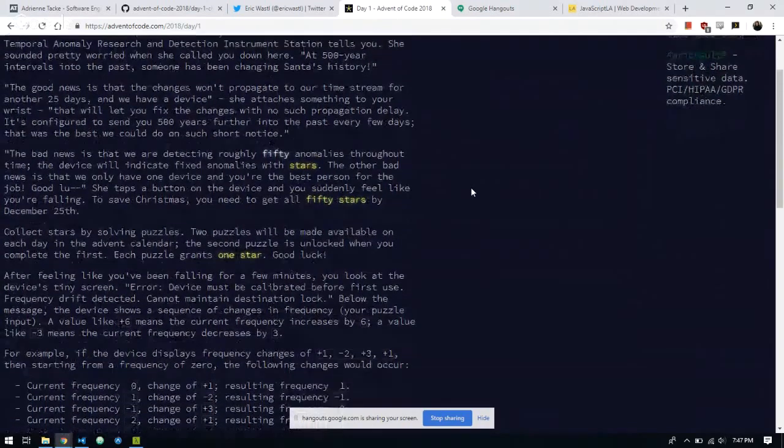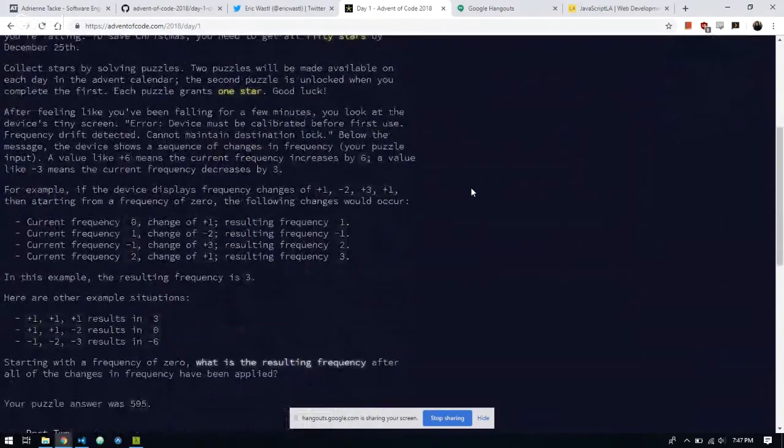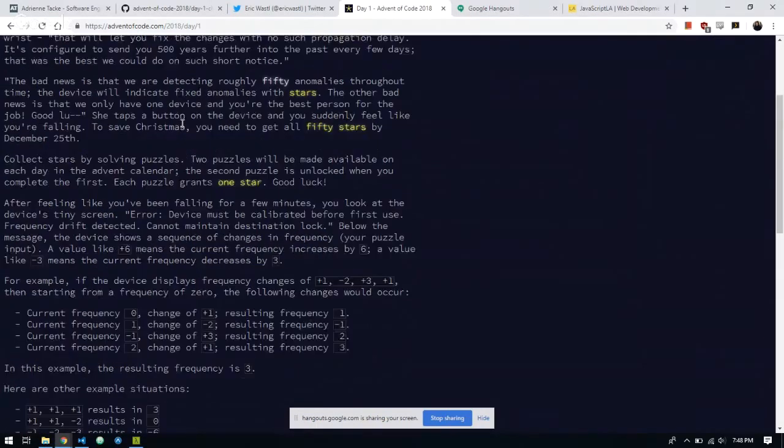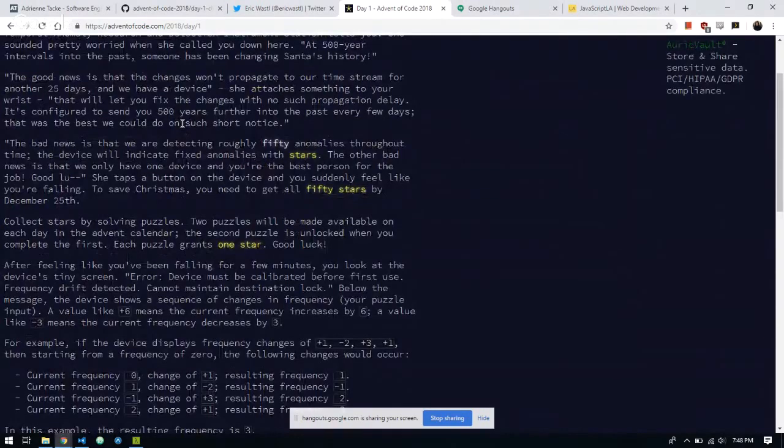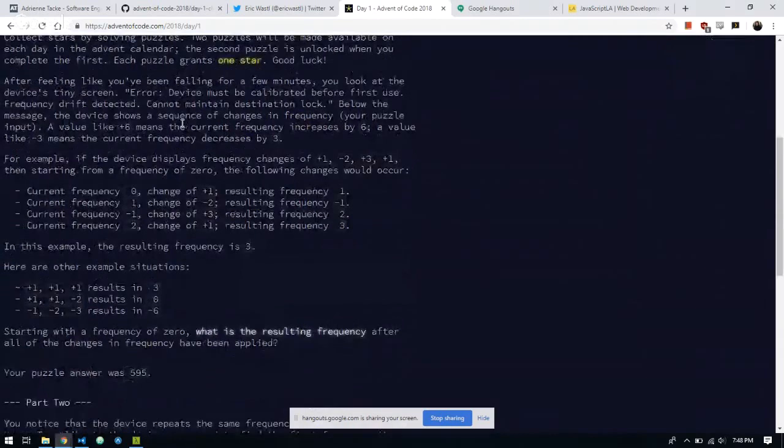Let's see. Really, it starts from right here, right? So after the intro, you're there, you got into this temporal anomaly of Santa Claus's elves, and you now have to collect 50 stars. Each puzzle grants 1 star.